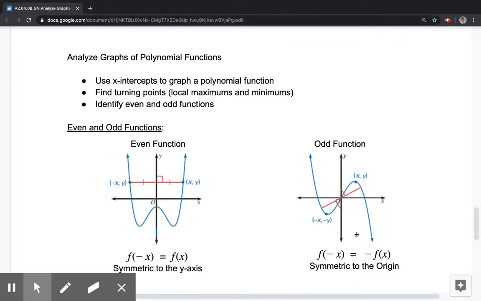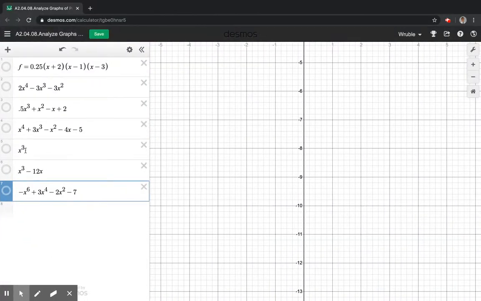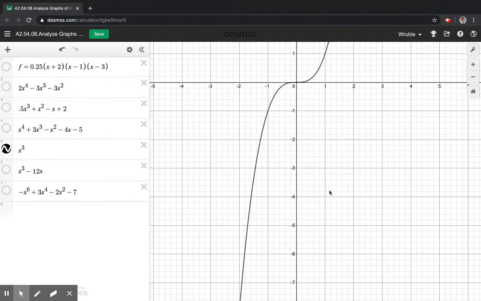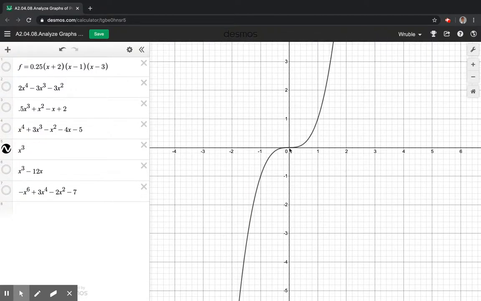So that means we could rotate around the origin and we would be able to map itself onto the other half of the graph. And we can take a look at some examples. Here we have x cubed. We have to scroll up a little bit. And we can see that this one is symmetric around the origin. So if we rotated this portion of the graph 180 degrees, it would map onto itself.